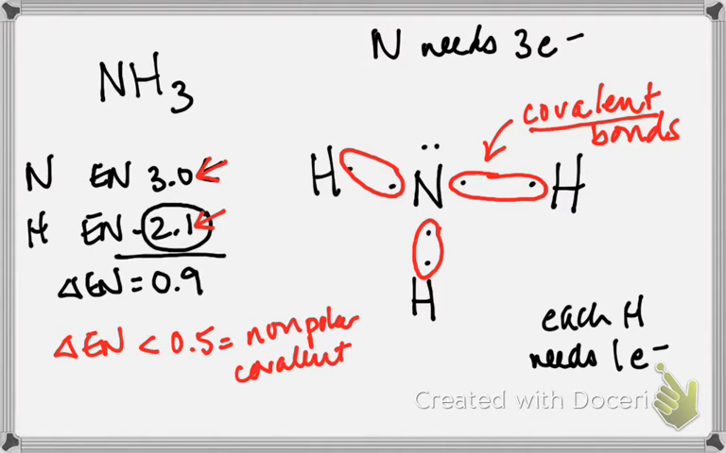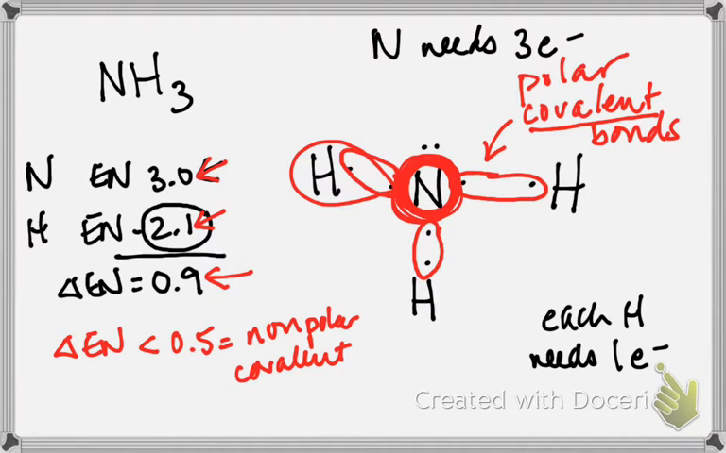Now, in this case, we've got a difference of 0.9. So that's bigger than 0.5. So it's not a big enough difference for an ionic bond to happen. So nitrogen isn't able to steal electrons from hydrogen. But it is strong enough where it's not an equal sharing. So your electrons are going to spend more time circling around nitrogen. So they're going to spend a lot of time around here, and then an occasional loop around hydrogen. But most of the time they're going to be around here. So that's the nature of the bonds between nitrogen and hydrogen. They are polar covalent bonds.